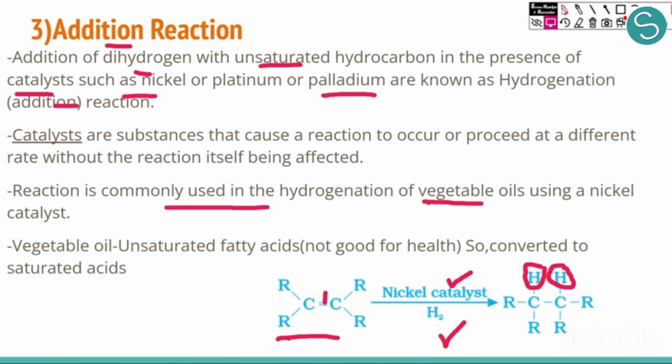So the vegetable oils which we use have a high amount of unsaturated fatty acids, and we know that unsaturated fatty acids are not good for our health. Hence they are converted to saturated fatty acids by this addition reaction using a catalyst and hydrogen. So this is all about hydrogenation or addition reactions.